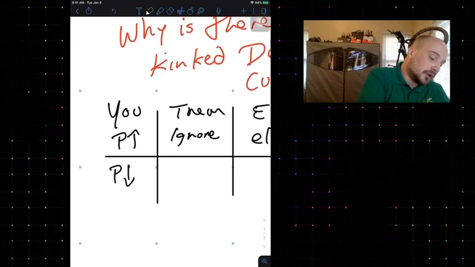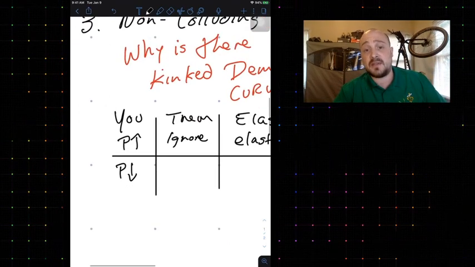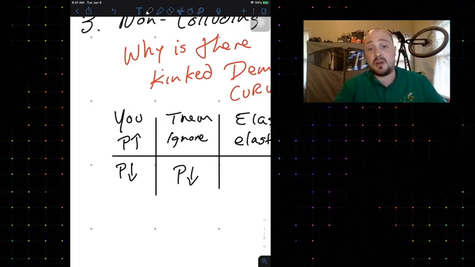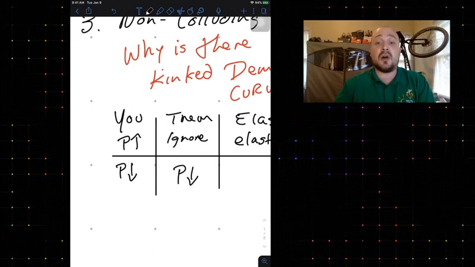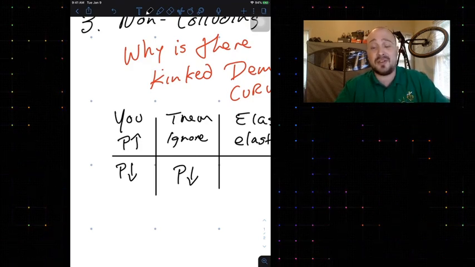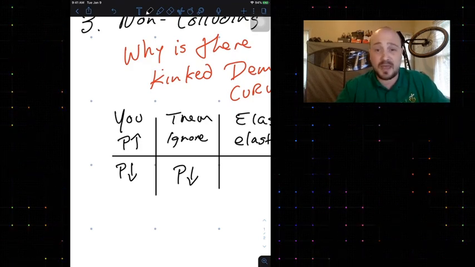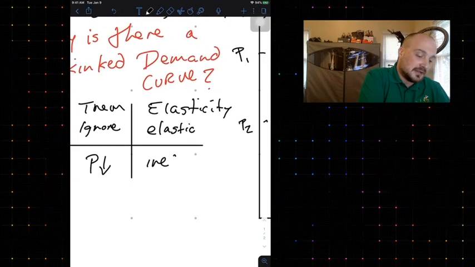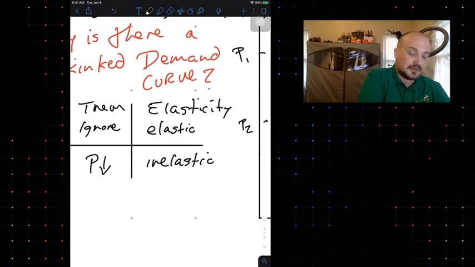Now, if you lower your price, what's everyone else going to have to do? They're also going to have to lower the price because they don't want to lose out on customers, right? And so although you lowered your price, so did everyone else, which means that your revenue didn't actually change by all that much. And because your revenue doesn't change by all that much, your elasticity is inelastic, right?